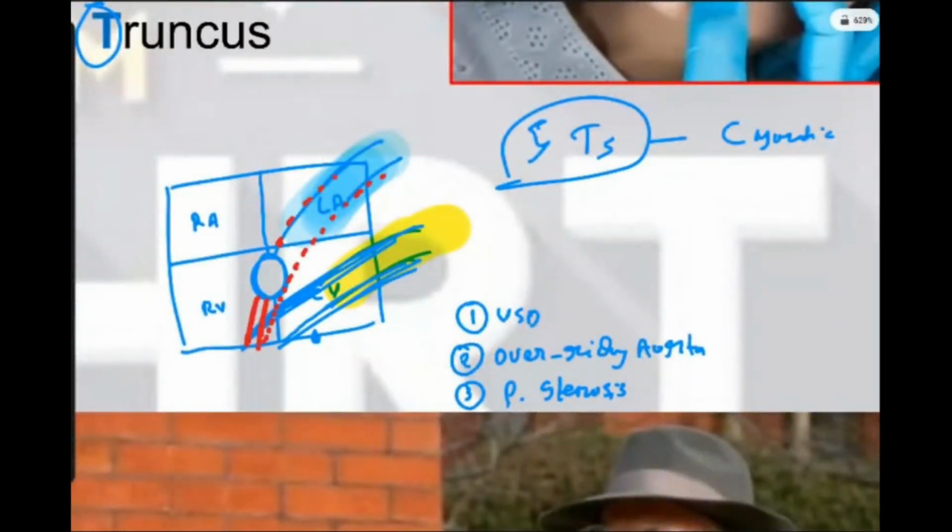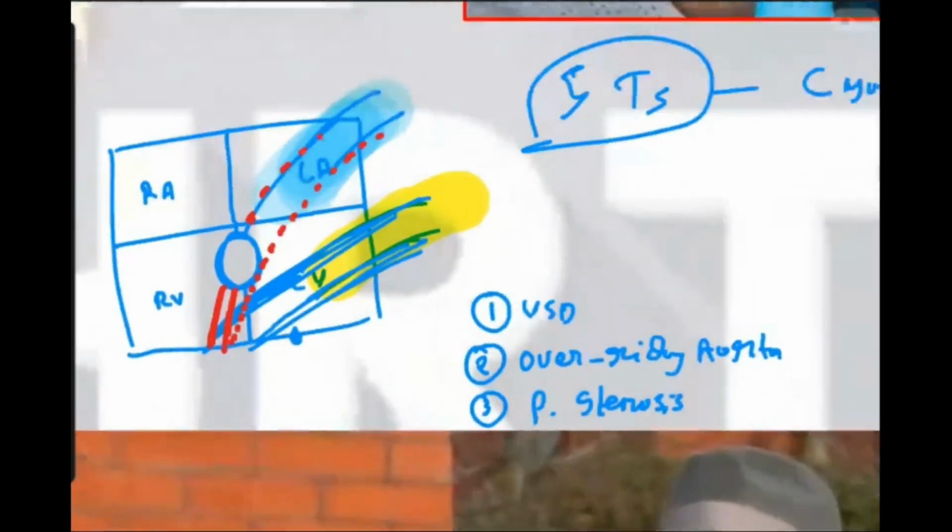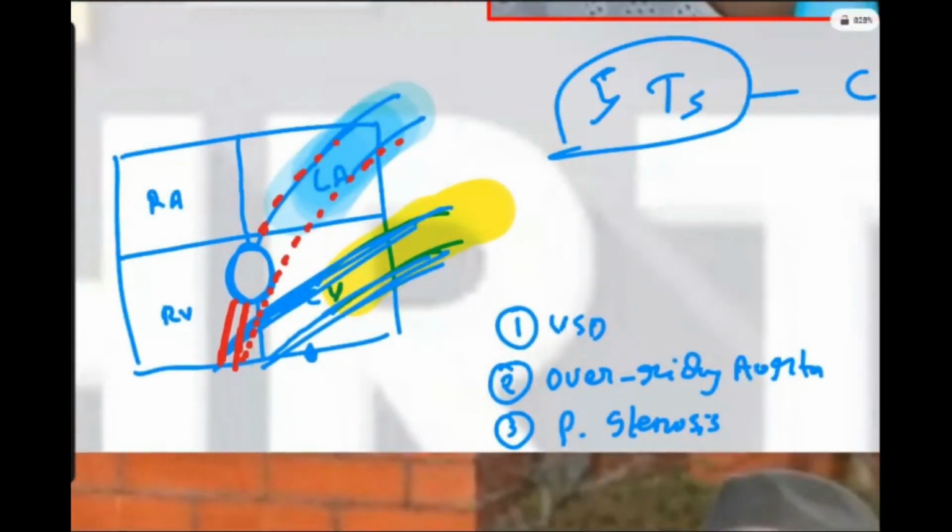Everybody, I'm trying to be as slow as possible. If you're not able to follow me, you can put your doubts in the chat box. It all begins with VSD. VSD will lead to overriding of the aorta, meaning the aorta arises from the junction between both right and left ventricle. That will cause compression at the origin of the pulmonary artery, leading to pulmonary stenosis.